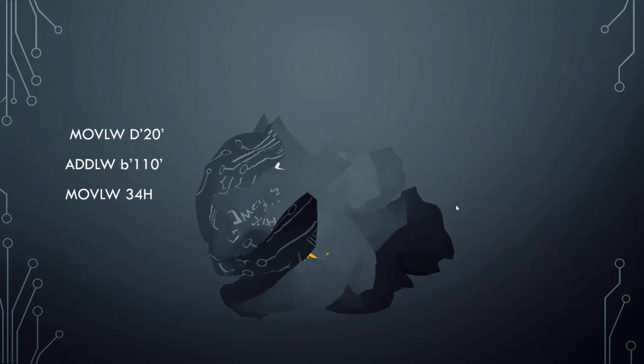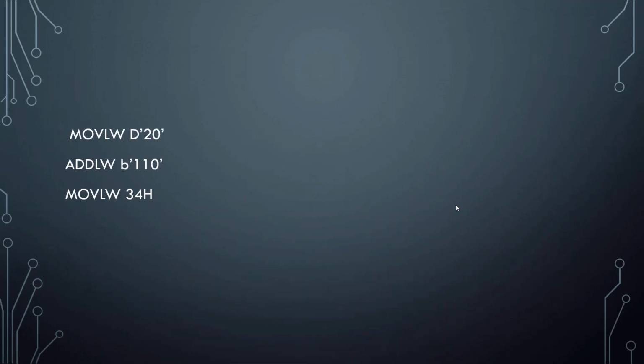Okay, let's consider another code. MOVLW D'20'. D'20' means 20 in decimal. For that we use this notation, capital D, and the number is put in quotes. Similarly, if we have to represent a binary number, we put small b and the number in quotes. So if we move the value D'20', 20 will be stored in the working register, and the instruction is MOVLW D'20'. ADDLW B'110', that is 110 in binary, means 6 in decimal. So 20 plus 6, that is 26, will be stored in the working register.